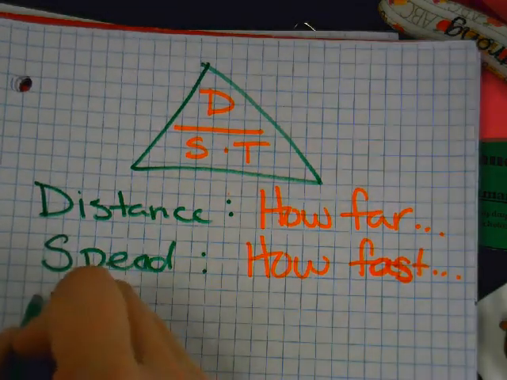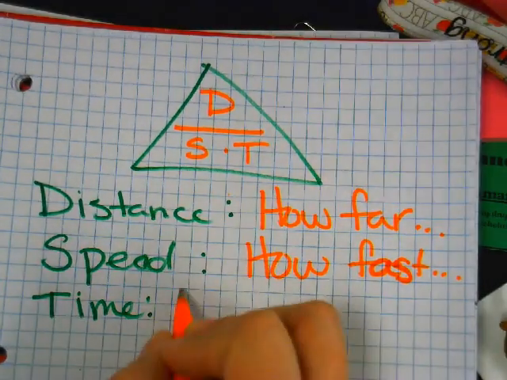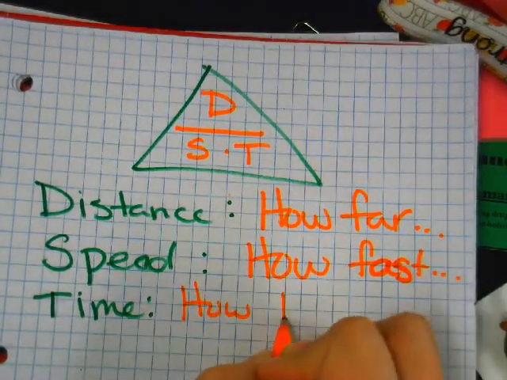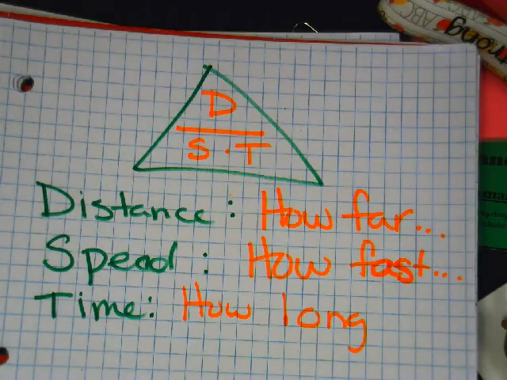To me, this is the most confusing one, but it's how long. Because sometimes you read the word long and you think it's a measurement. Like, oh, how long is the ruler? 12 inches. But it's how long does it take you? All right? So we're going to be doing a worksheet that's going to ask you for all three.